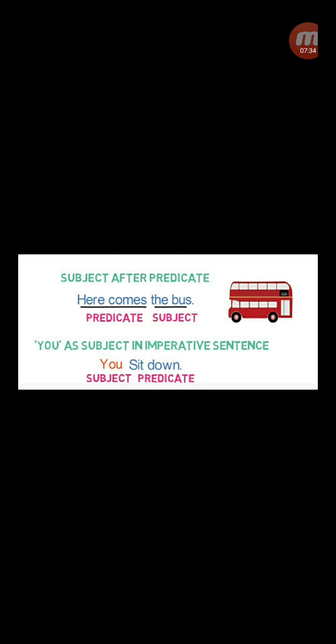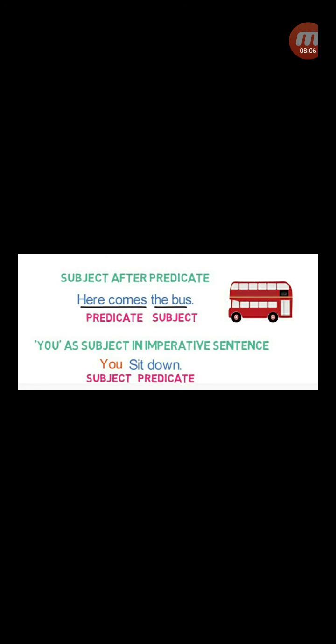Now, in an imperative sentence, sometimes, children, you is a subject, but sometimes it is not written. But we have to assume that there is somebody, that you is hidden. Now, if I say sit down, I am telling a person who is in front of me, that is, you sit down. So you is a subject, sit is a verb, down is a predicate.